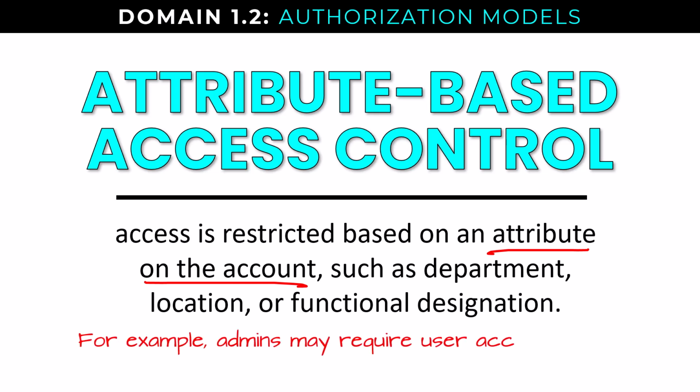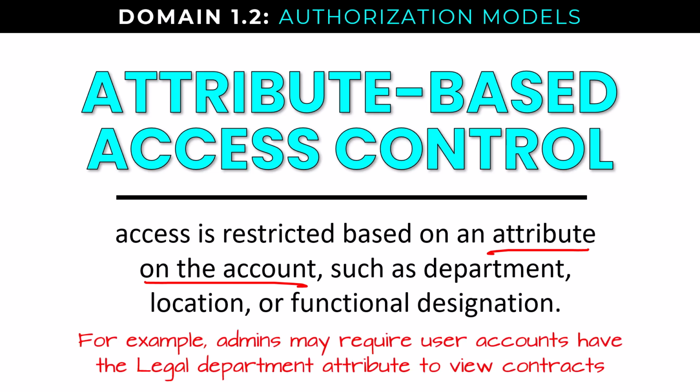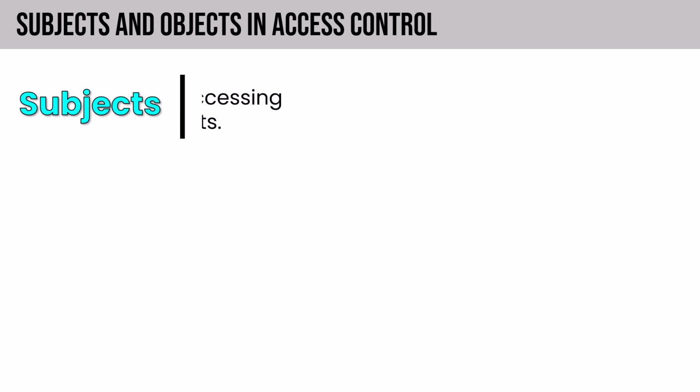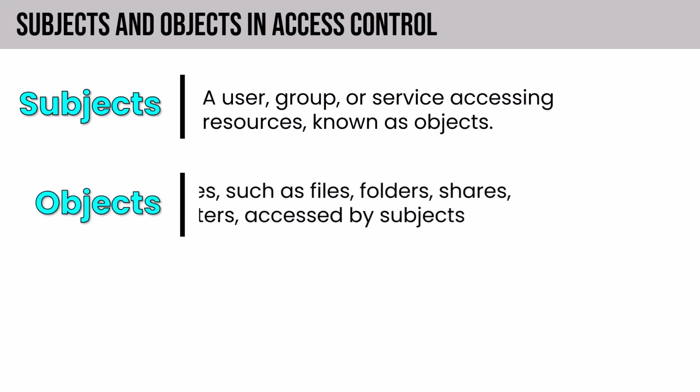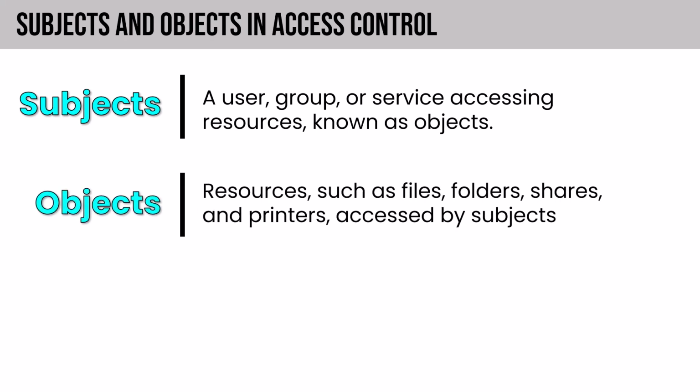For example, admins may require user accounts have the legal department attribute in order to view contracts. Now, just to be sure you're clear for the exam, let's touch on subjects and objects directly. Key concepts in access control for sure. So subjects are the users, groups, and services accessing resources known as objects. And the objects are the resources: files, folders, shares, printers, databases, any resources being accessed by the subject.